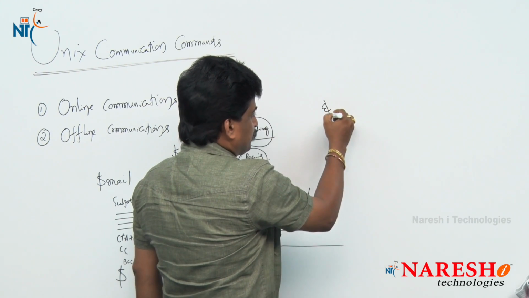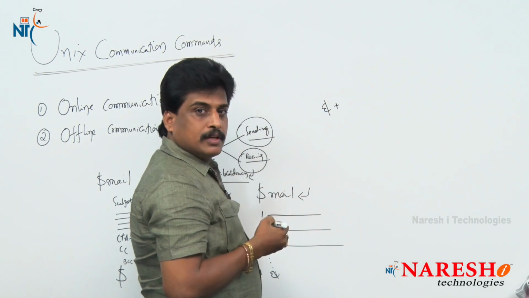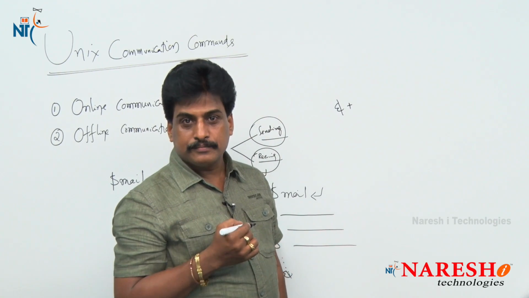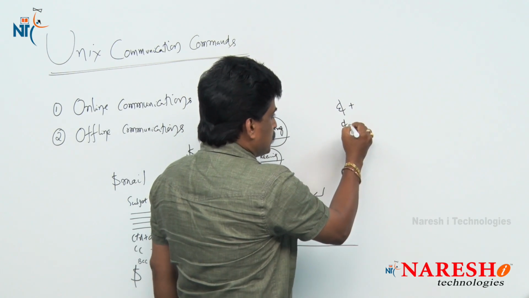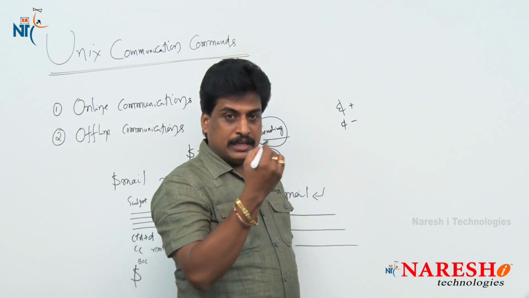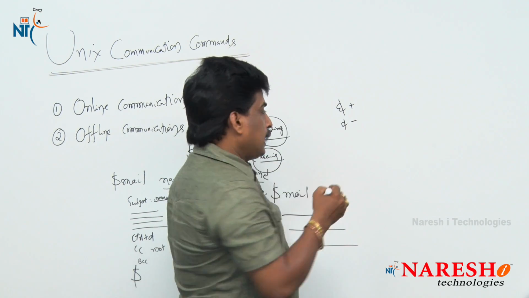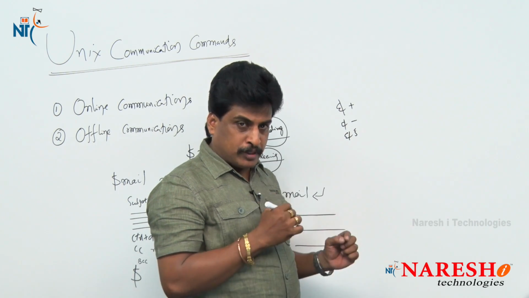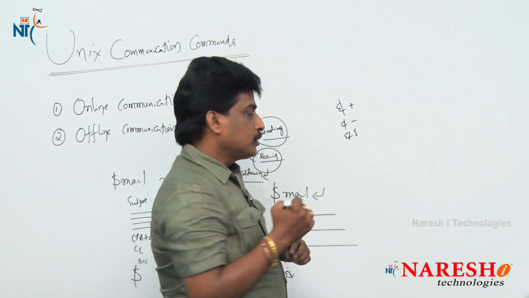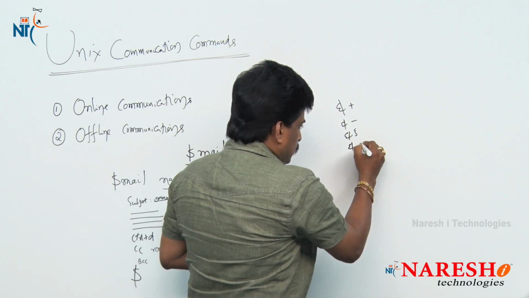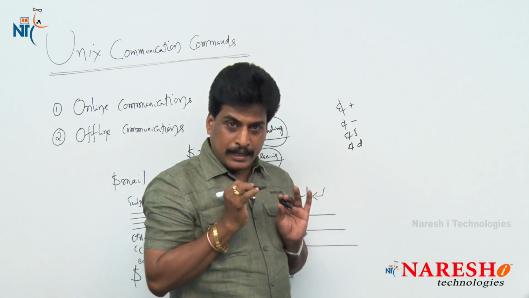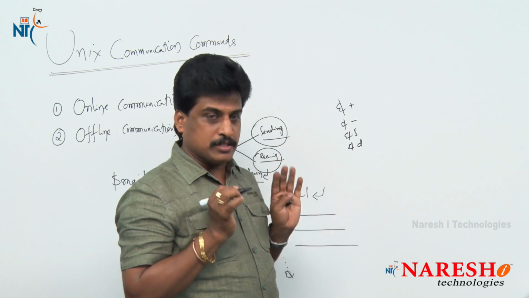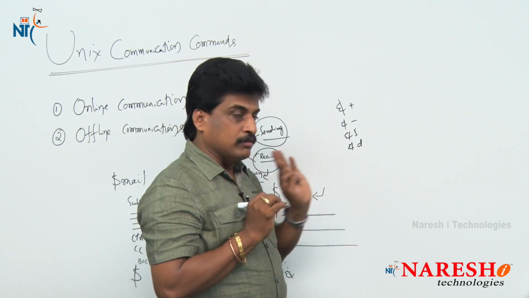What are the commands we can type here? For example, ampersand plus, I said. Plus means to view the next mail. Ampersand minus, I said, to view the previous mail. Ampersand, for example 5, I said. 5 means display the fifth mail from the inbox. I said ampersand D, that's all, only D. D means delete. By default it deletes the currently opened message. What message is currently opened? The fifth one, that will be deleted.